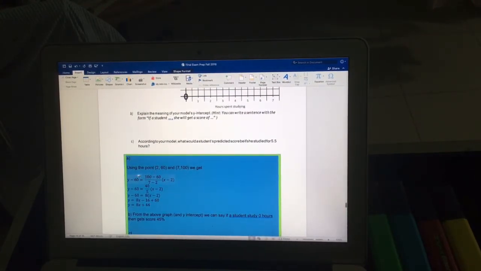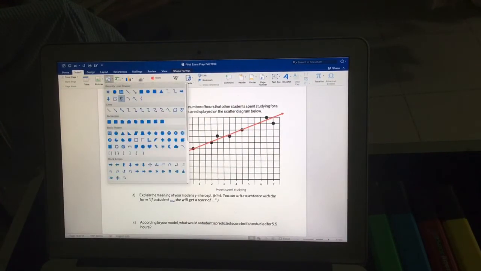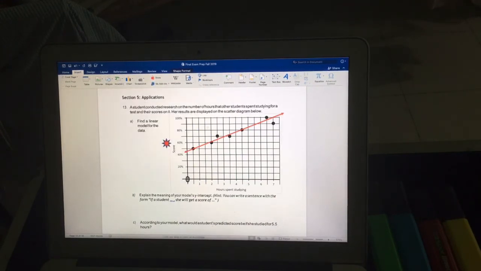Using this and this, we have found these 2 points, 2, 60 and 7, 100. For the 7, the point is actually 90 here, but as we are trying to find the line equation of a straight line, that's why we have taken this point. The point is here. Circle, actually we have taken the point from here.